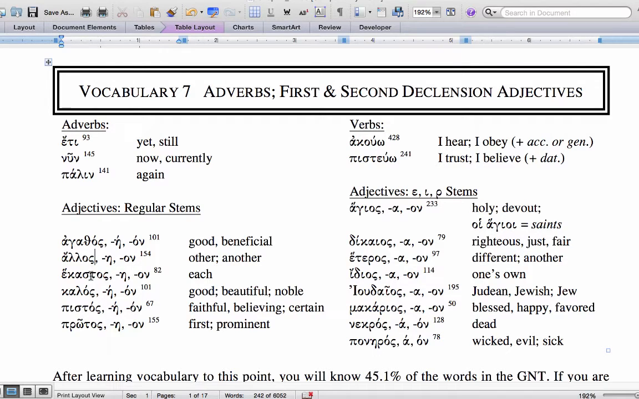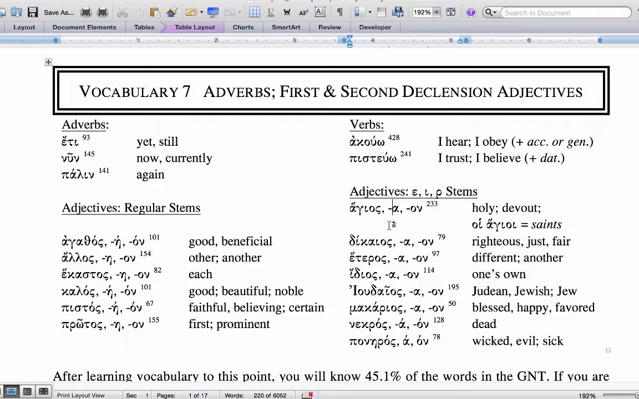Allos, alle, allo, other or another. Hekastos, hekaste, hekaston, each. Kalos, kale, kalon, good or beautiful. Pistos, piste, piston, faithful, believing. Protos, prote, proton, first or prominent. Adjectives that end with epsilon, iota, and rho will use alpha endings rather than eta endings.